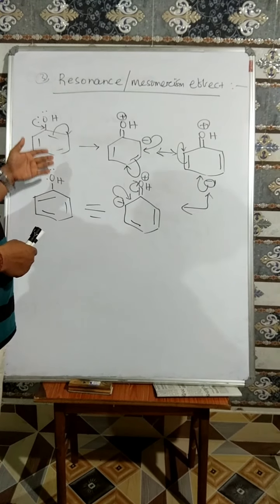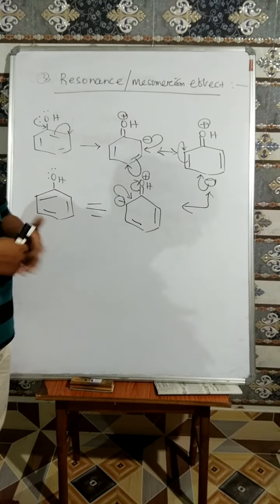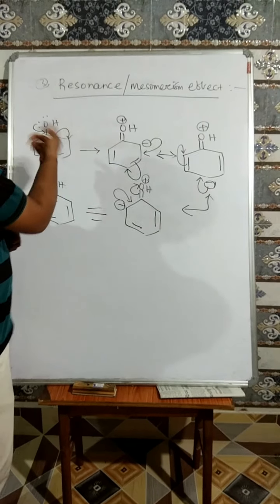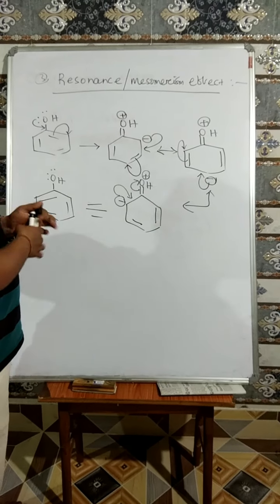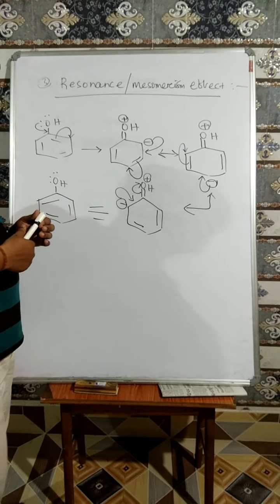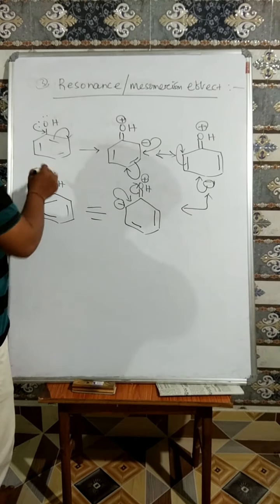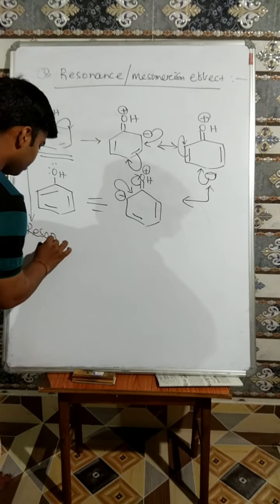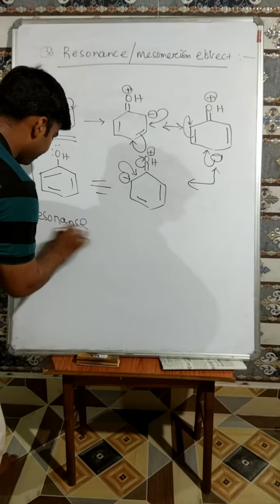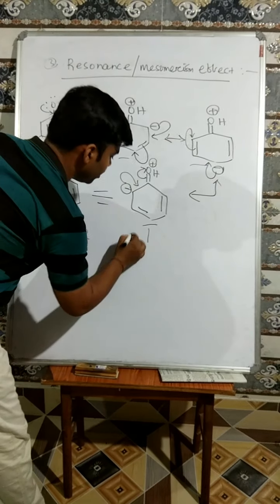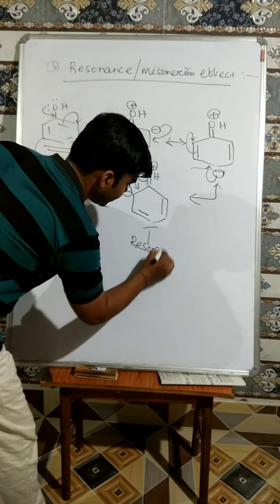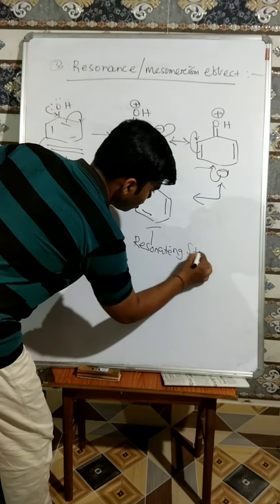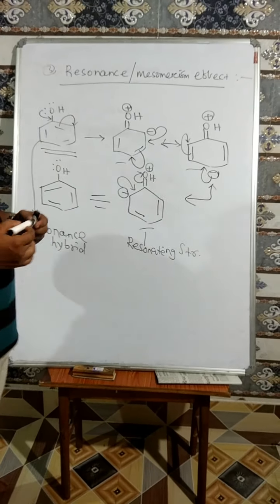Friends, here phenol has more than 3 resonating structures, and we obtain these structures by the cyclic shifting of the pi electrons inside the ring. So this structure of phenol is called the resonance hybrid, and these structures are called resonating structures, or canonical structures, or contributing structures.